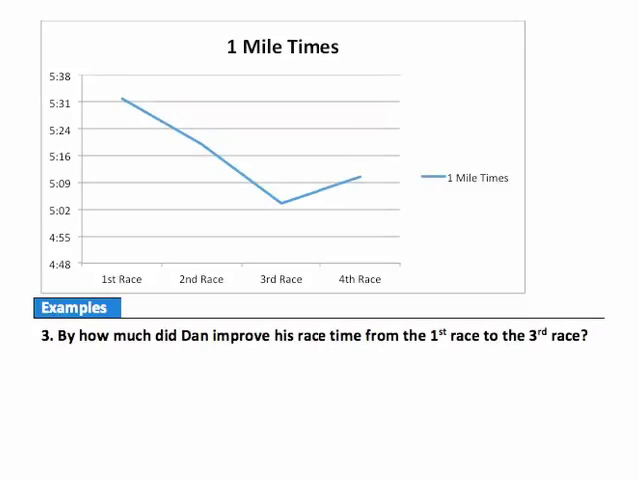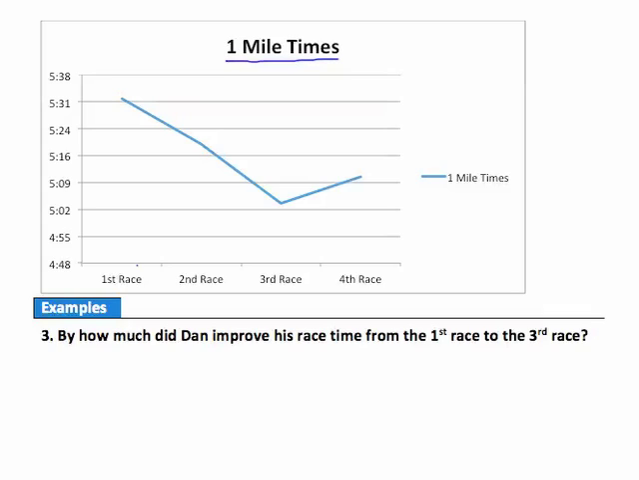Now let's take a look at an example that will help you understand how to read a line graph. Example 3. By how much did Dan improve his race time from the first race to the third race? So it looks like he's running a 1 mile here. He's got some times listed.